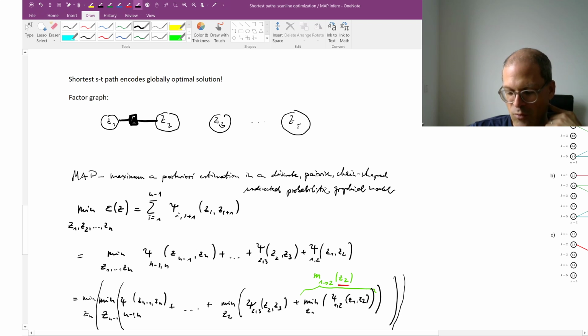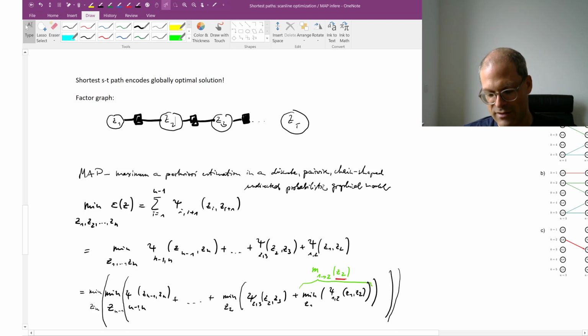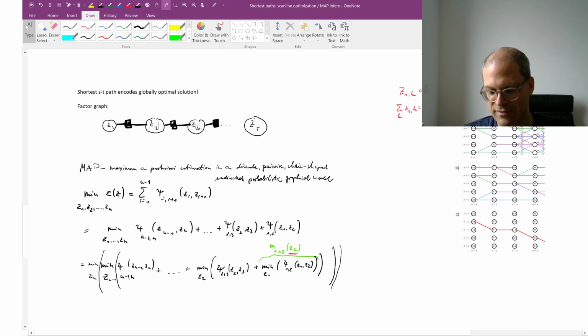So I have one term in my energy that depends on state 1 and 2. I have one term that depends on 2 and 3, and so on. But I do not have a term, for example, that depends on 1 and 3. If I did, I would have to include it here. But we've seen that I only ever had contributions between, let's say, one time step and the subsequent time step.